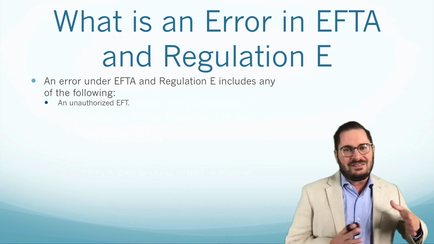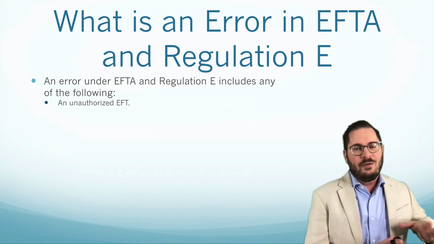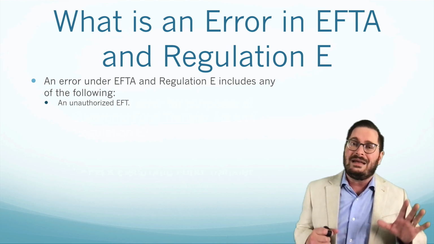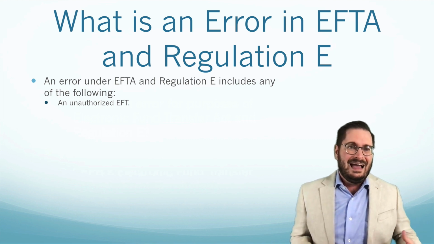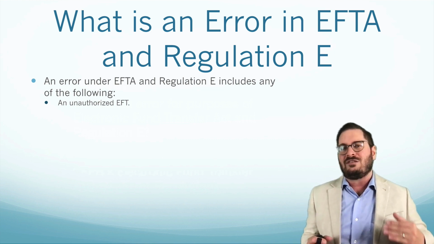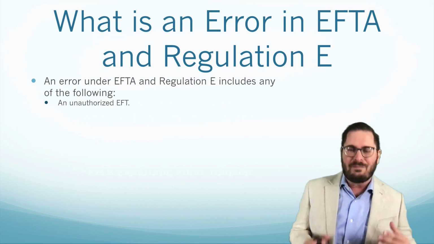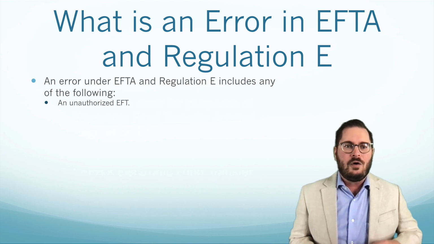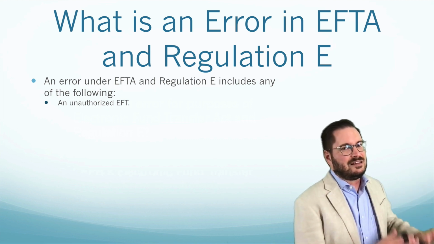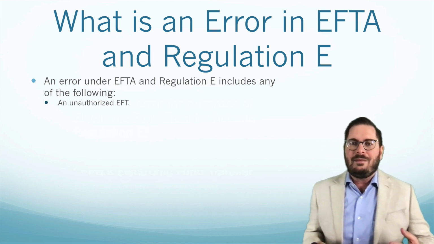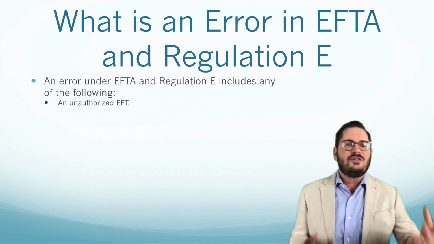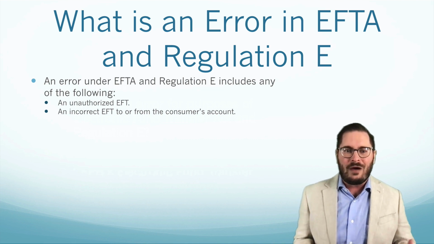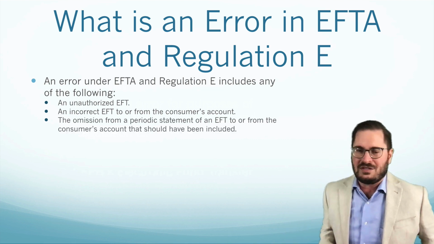Now, unauthorized EFTs have liability requirements where the customer can be held liable based on certain things under 1005.6 of Regulation E. However, we're really talking about the error resolution and error investigation processes under 1005.11 of Regulation E. So we'll talk about an unauthorized EFT in a little bit, but what we're talking about is what is included in an error. So first and foremost, it is an unauthorized EFT. Secondly, it's an incorrect EFT to or from the consumer's account.